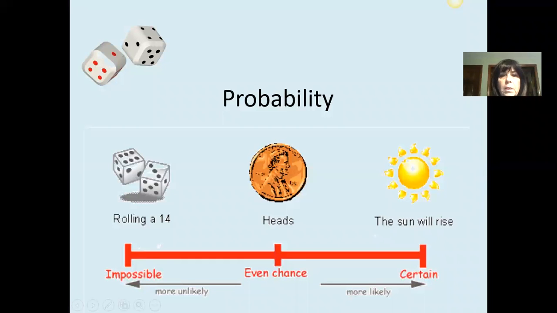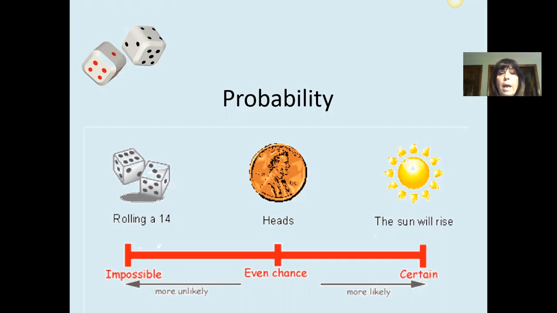Today we're going to discuss probability. This is going to be just simple probability. It can get much more complicated than this, but we'll be talking about simple one event probability. As you can see from the screen, we have different possibilities of something occurring.